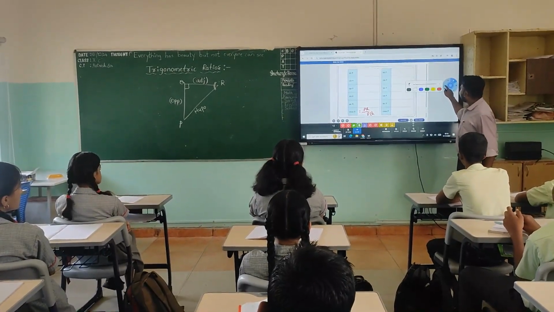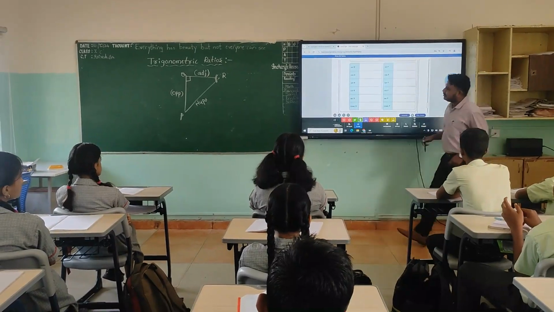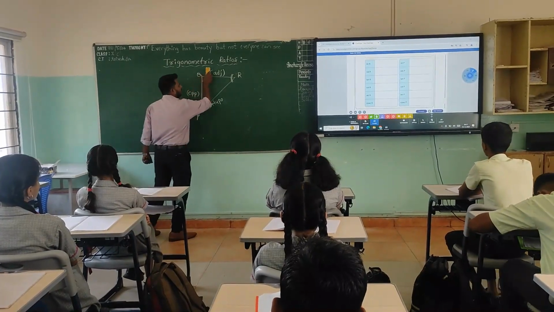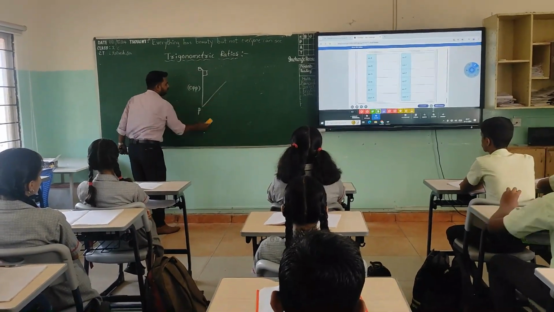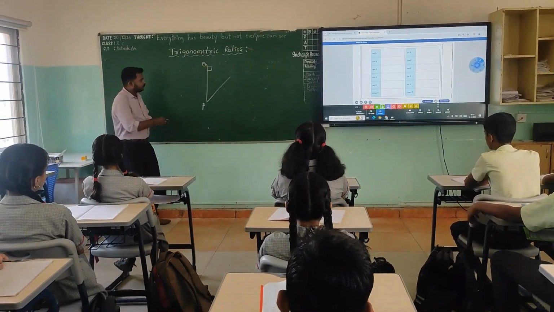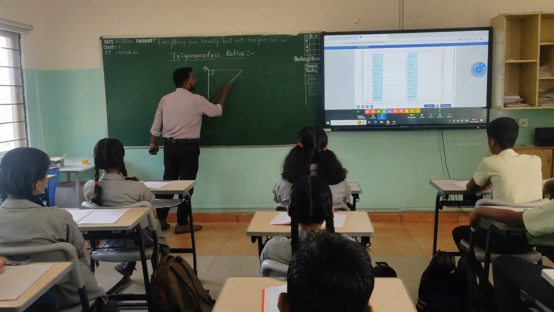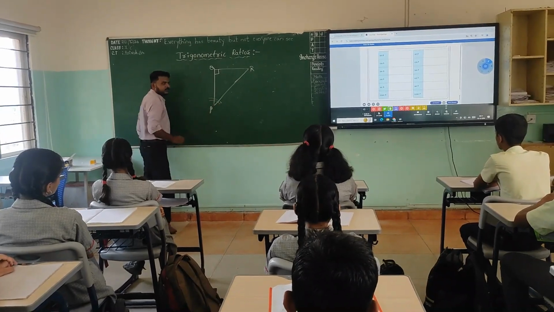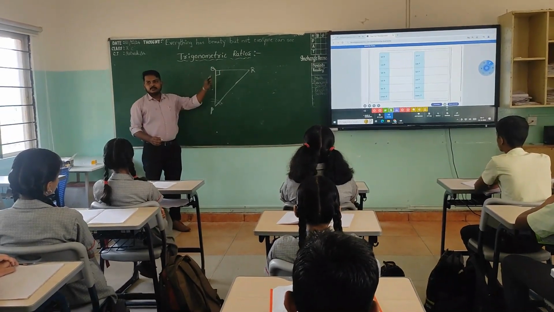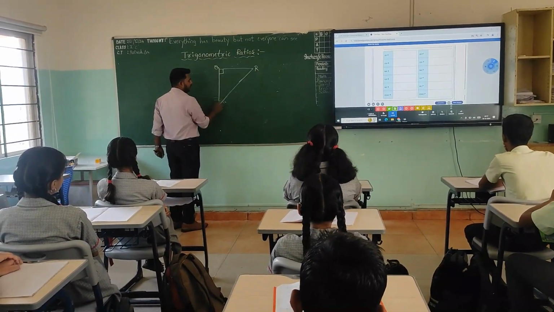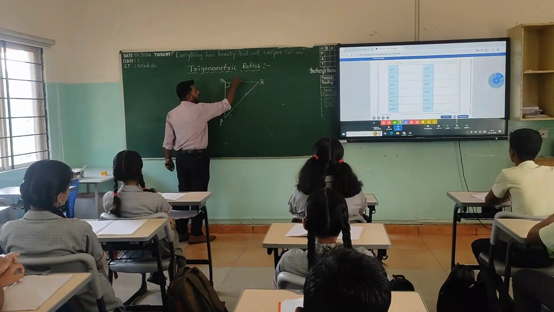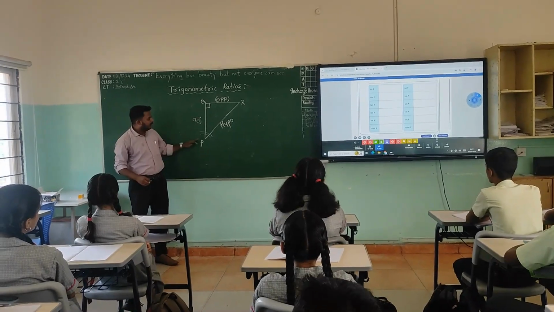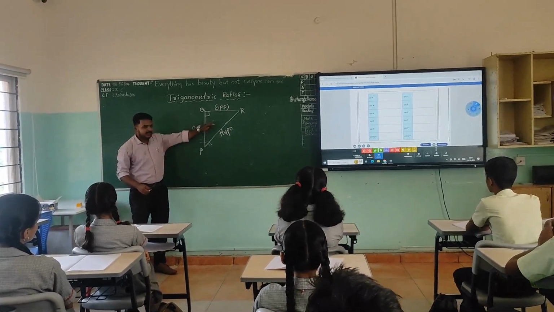So now the angle is P. Here is the same right angle triangle PQR. Now the reference angle is P. So with respect to angle P, first, which is the opposite? The side opposite to angle P is called the opposite side. So QR is the opposite, PQ is the adjacent, and PR is the hypotenuse.